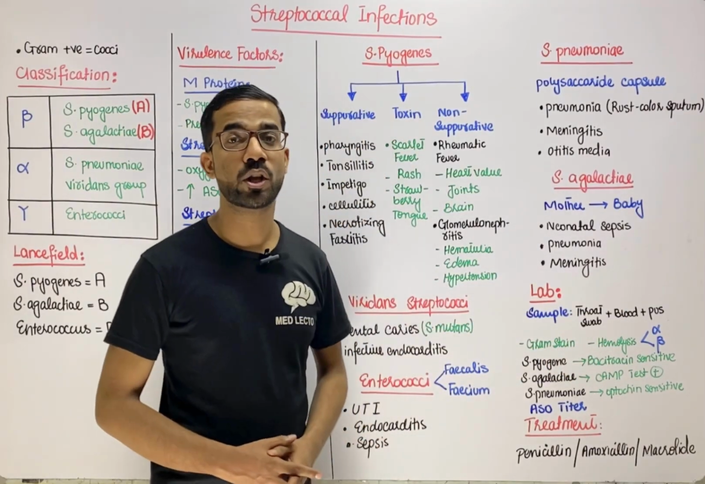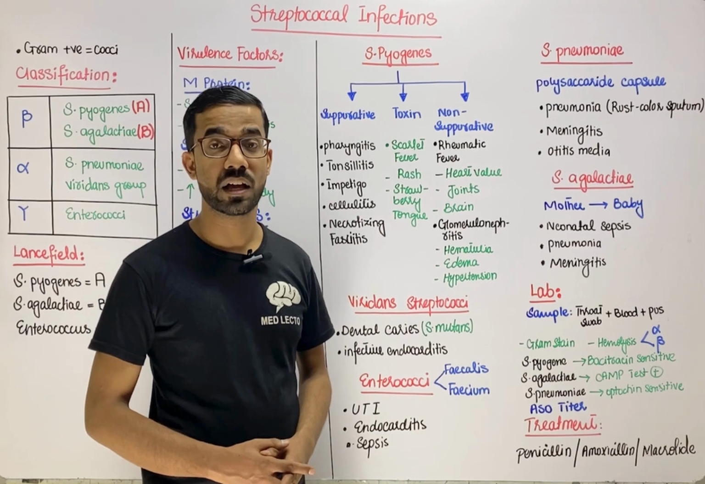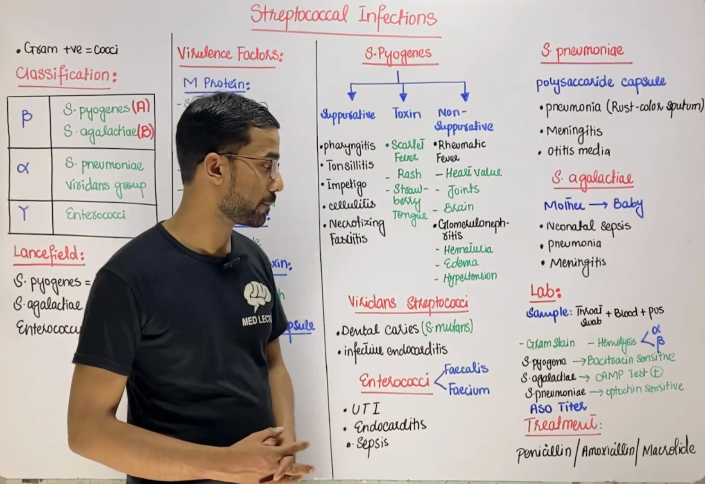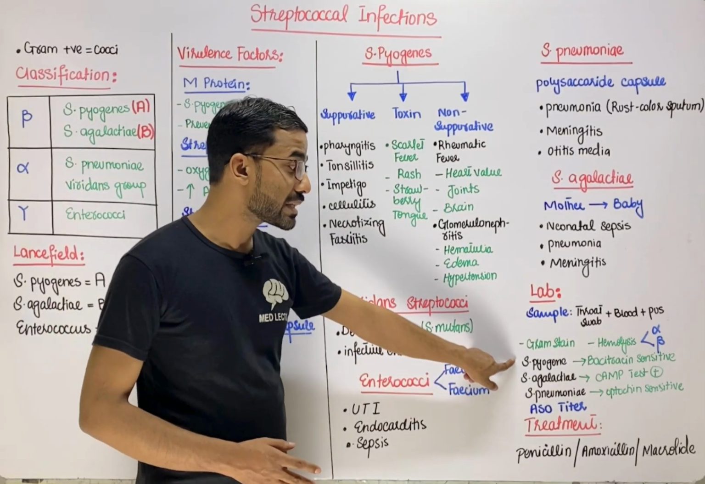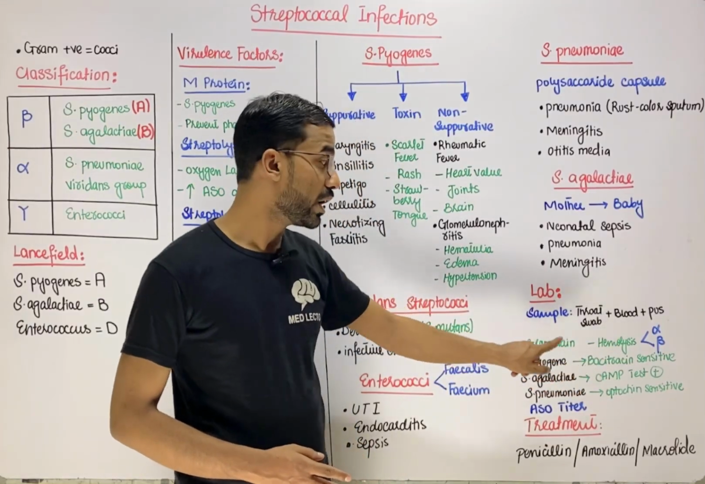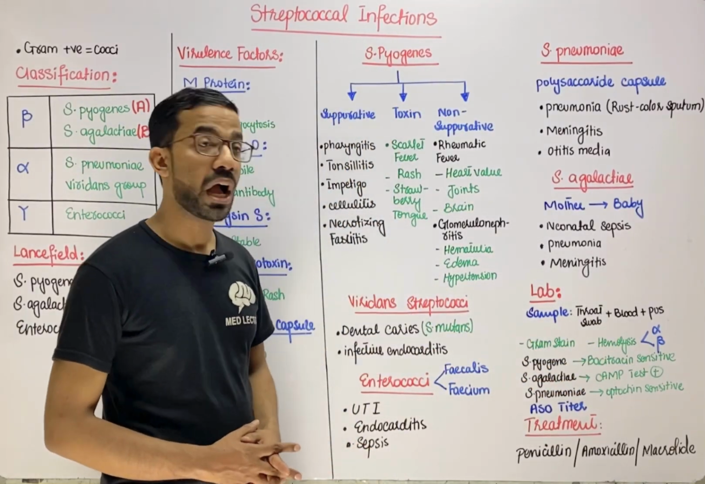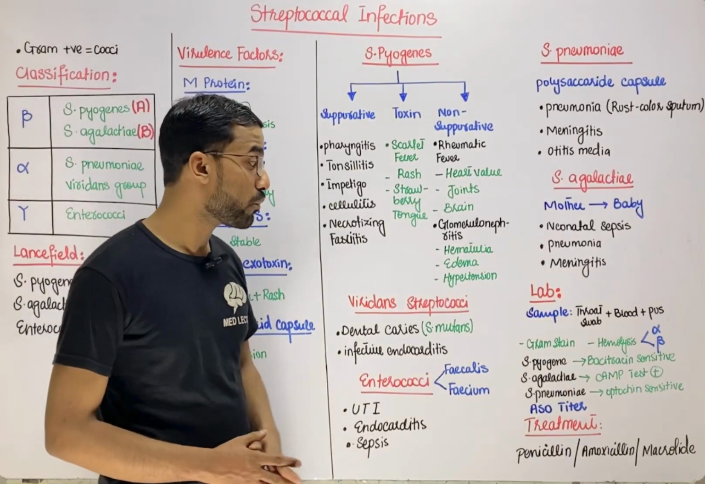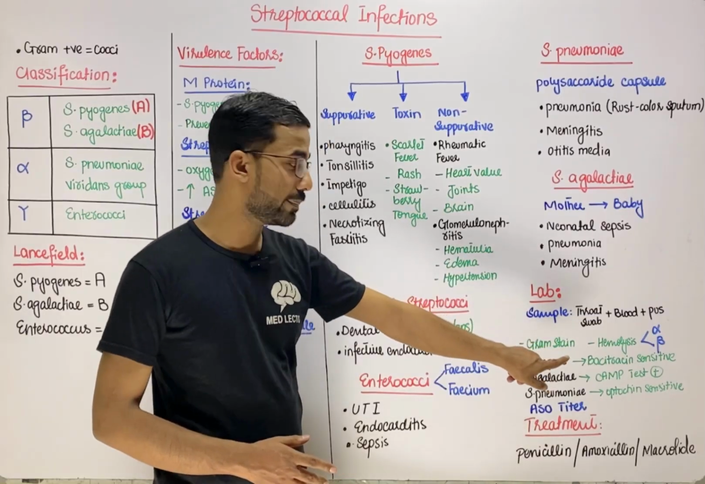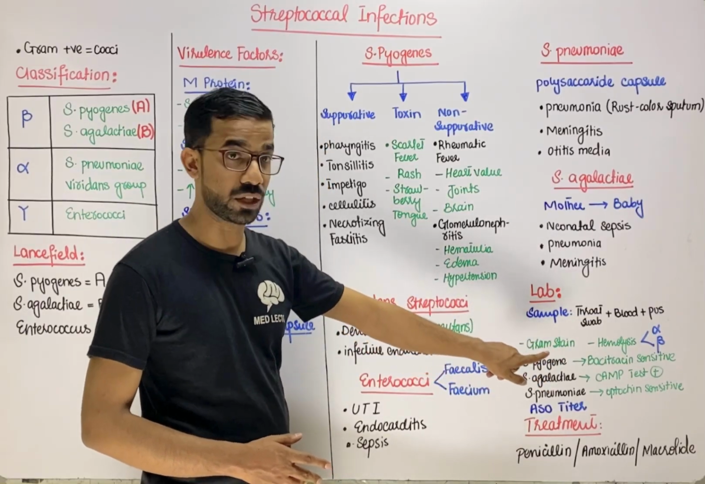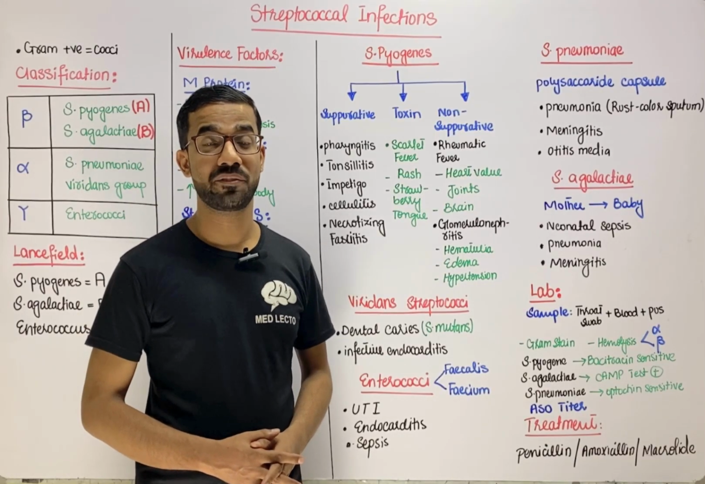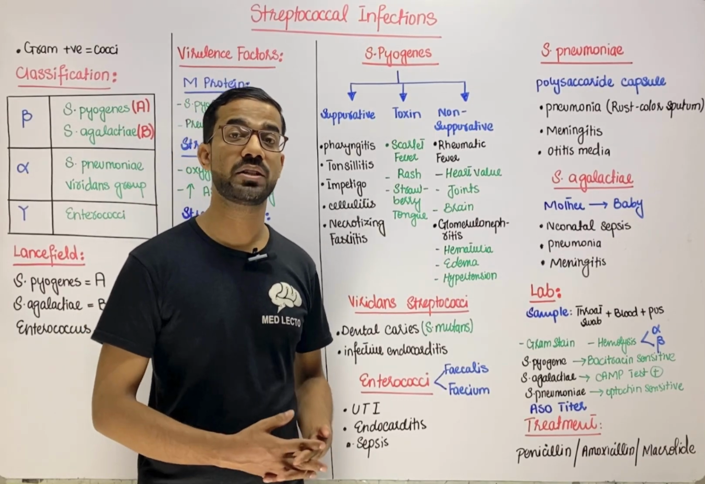In beta hemolysis, you will see S. pyogenes and S. agalactiae, and in alpha hemolysis, you will see Streptococcus pneumoniae. And S. pyogenes is bacitracin sensitive. This is the antibiotic, so we can differentiate S. pyogenes and S. agalactiae. So S. pyogenes is sensitive to bacitracin. Next is S. agalactiae, the CAMP test will be positive, and S. pneumoniae will be optochin sensitive. So these are the different tests through which we can differentiate the different species like S. pyogenes, S. agalactiae, and S. pneumoniae.